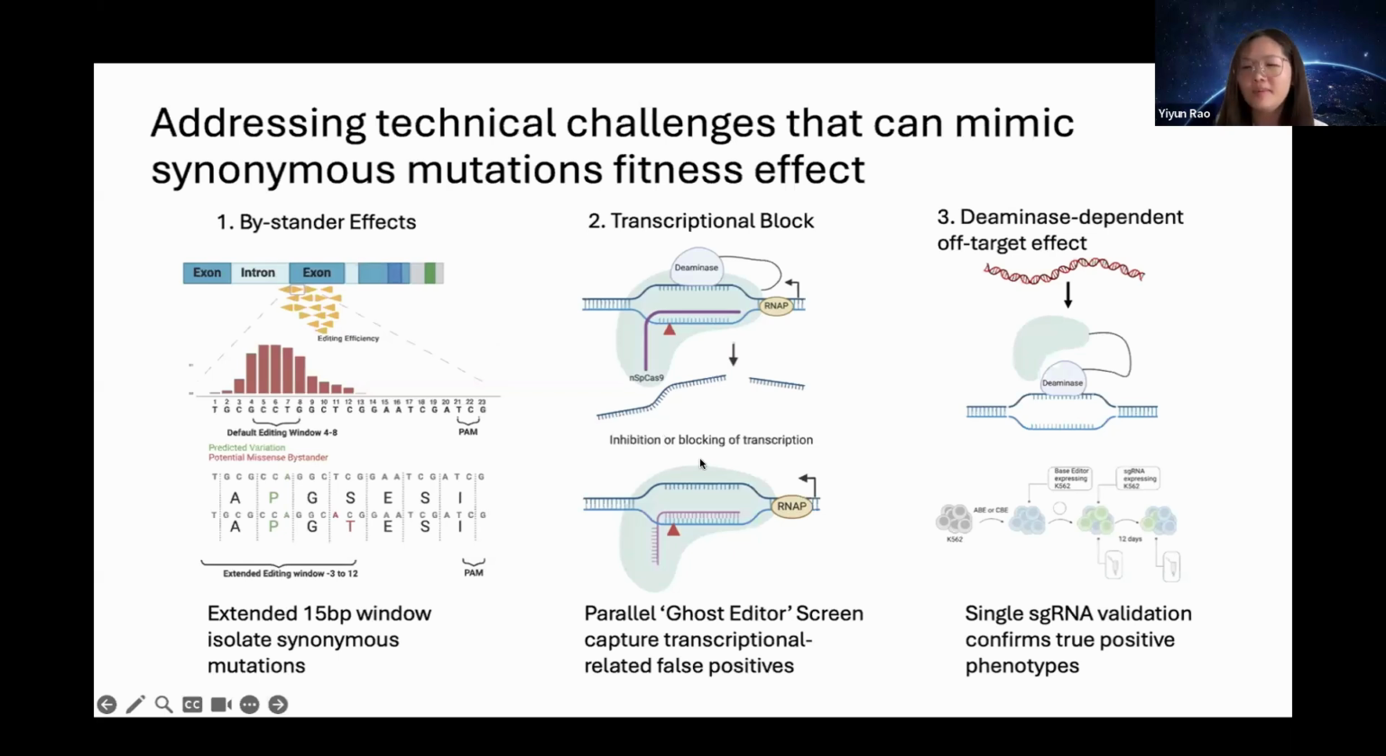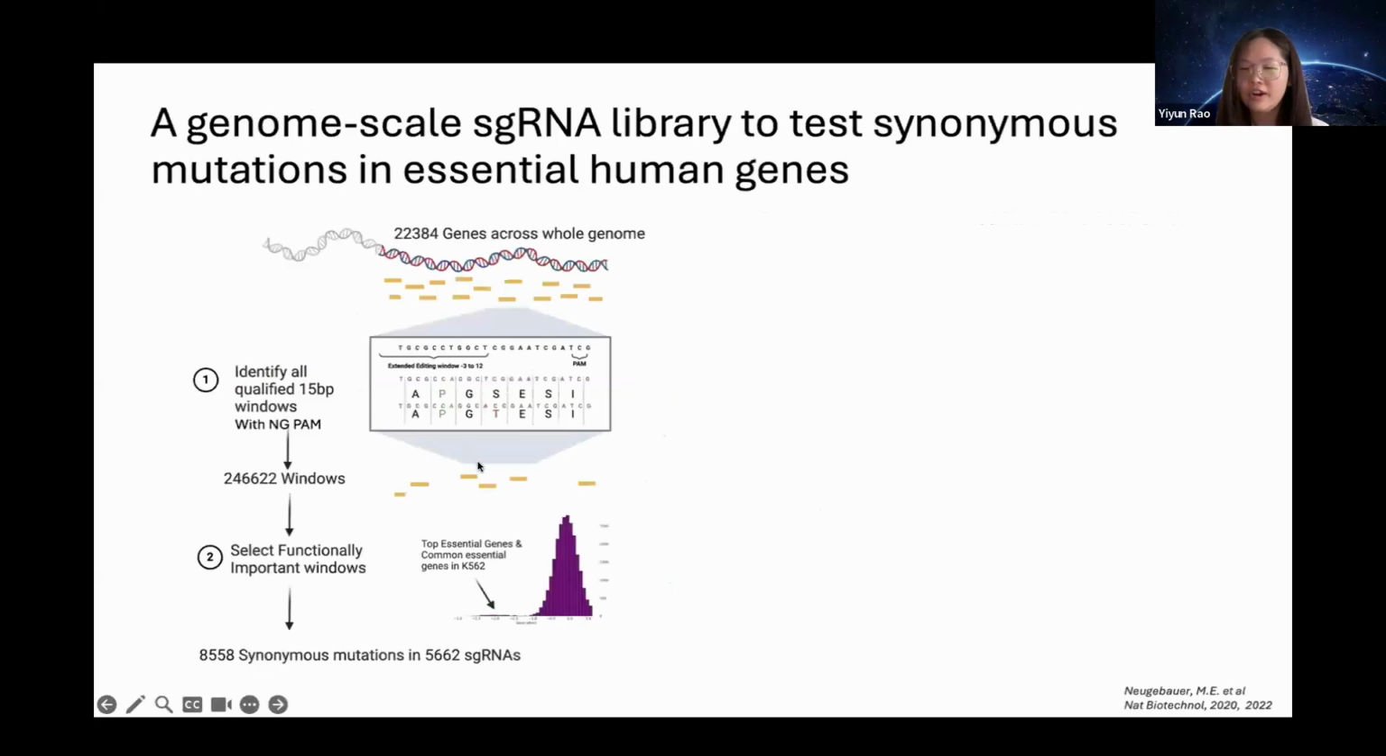So let's talk about the actual experiment. We started with over 22,000 protein coding genes across the whole genome because we don't want the experiment to be biased. And we searched for all 15 base pair editing windows that contain an NG-PAM, so it's really flexible and it covers a lot of the region. And we search for those windows that only generate synonymous mutations. That means windows like this will be kicked out. And this gives us an initial pool of 240,000 windows across the genome.